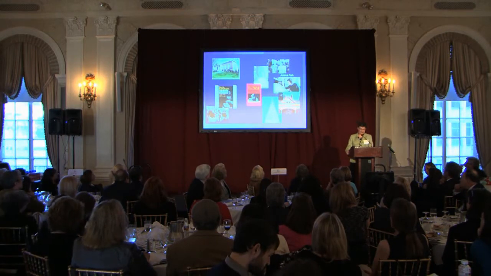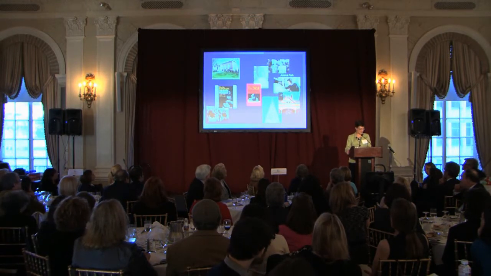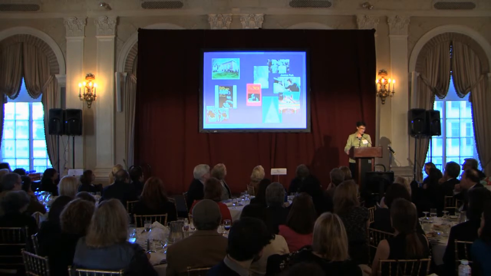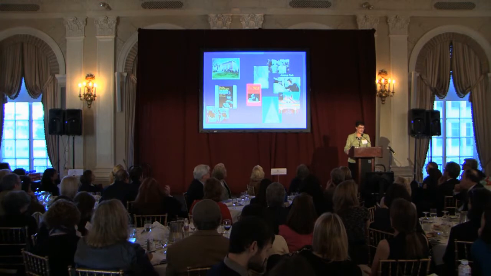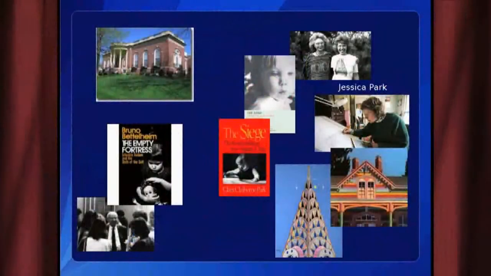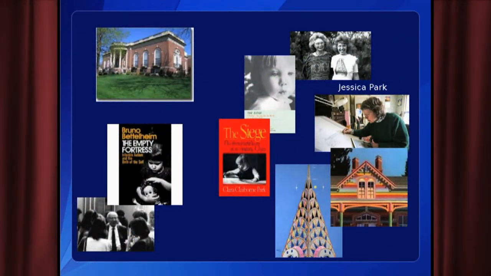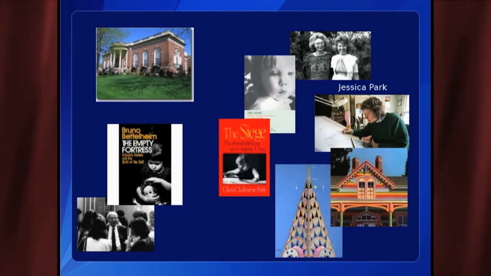In 1992, I went to the library to learn more about autism. Yahoo and Google didn't even exist yet. There were only 2 books on the shelf about autism. Both were published in 1967: Bruno Bettelheim's The Empty Fortress and Clara Claiborne Park's The Siege.